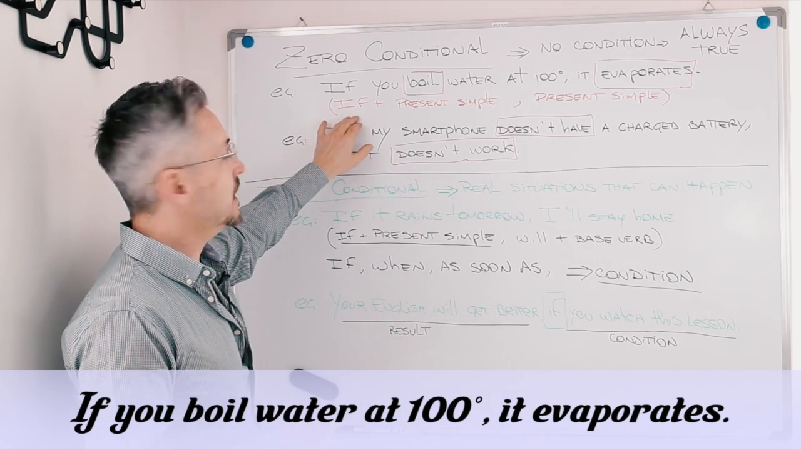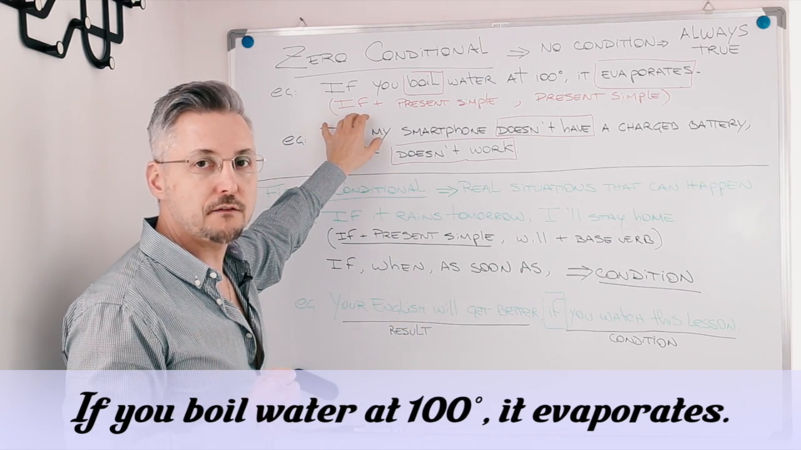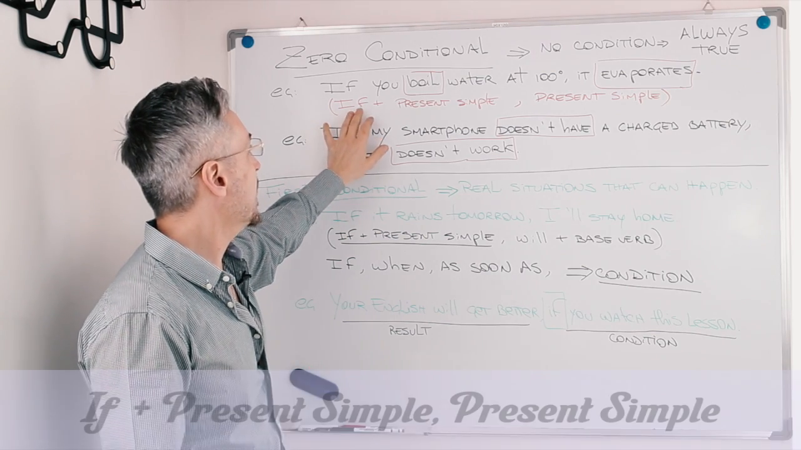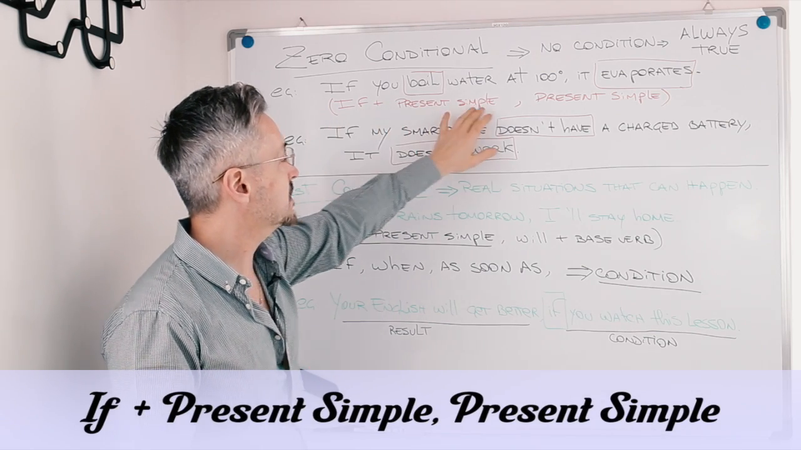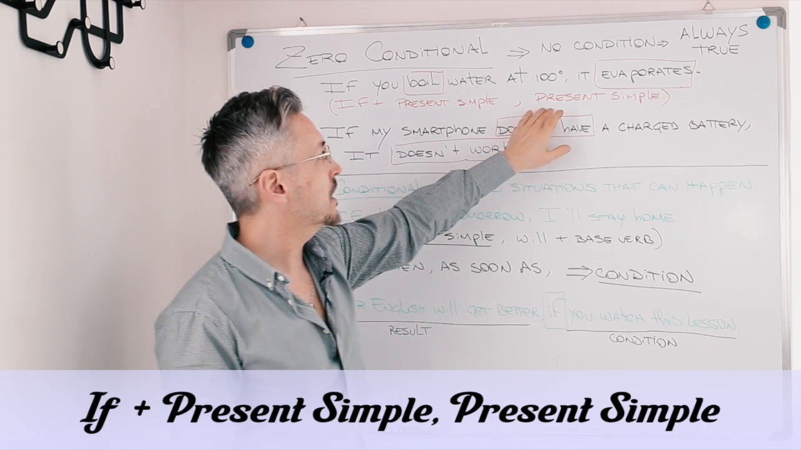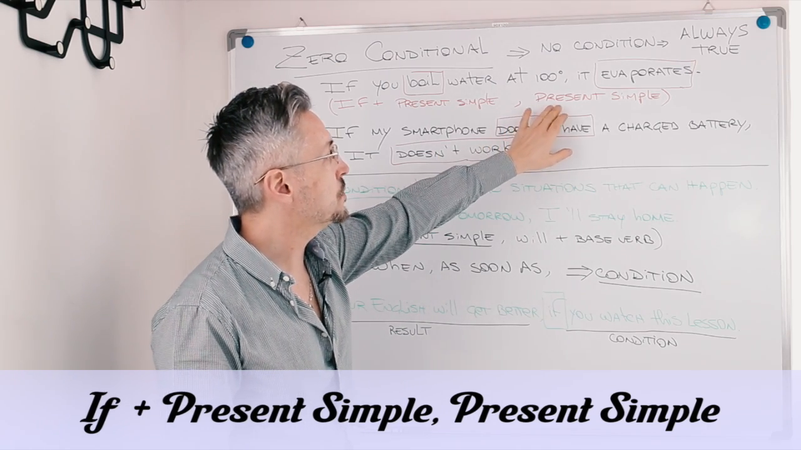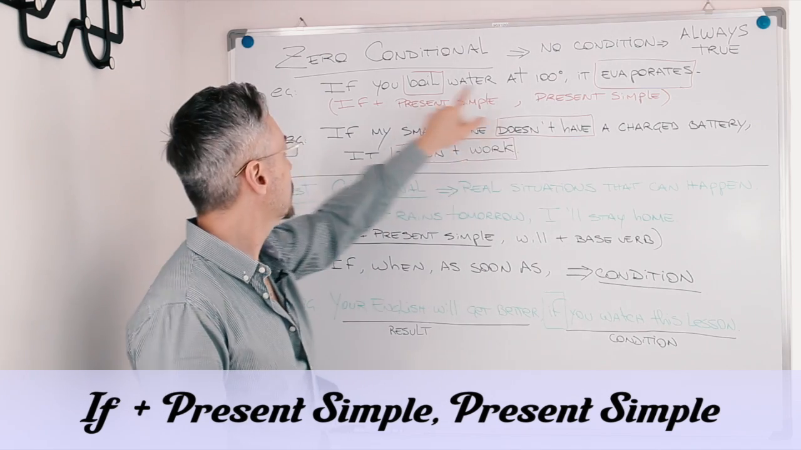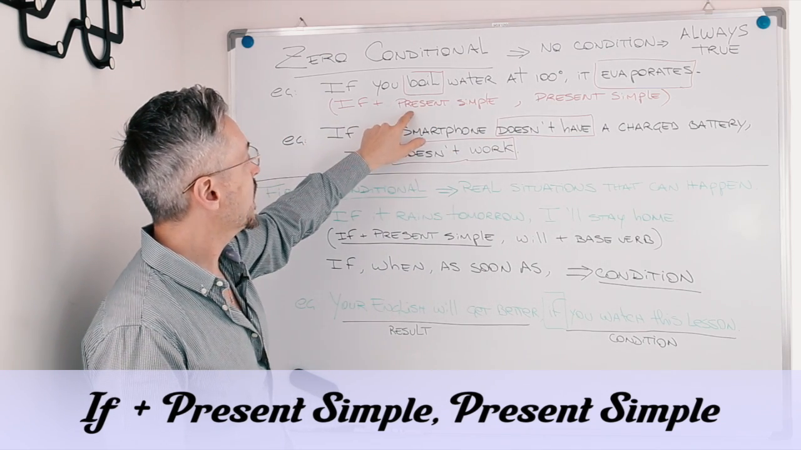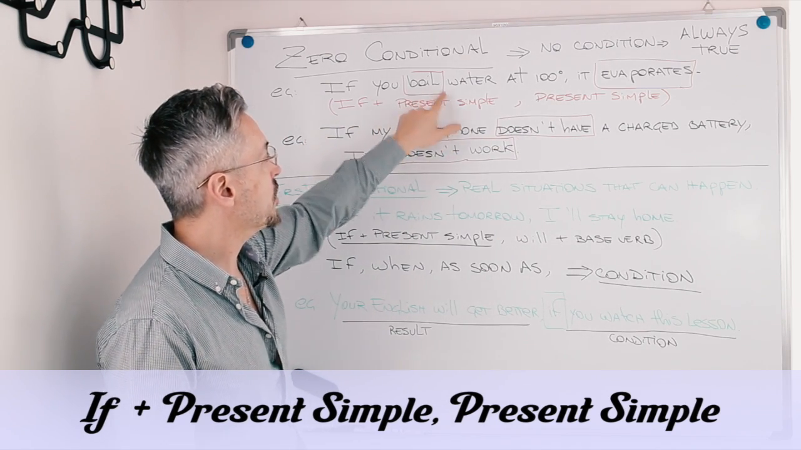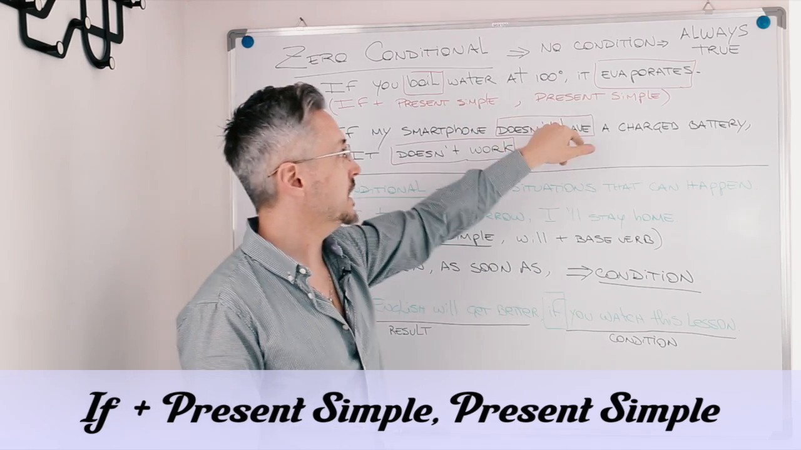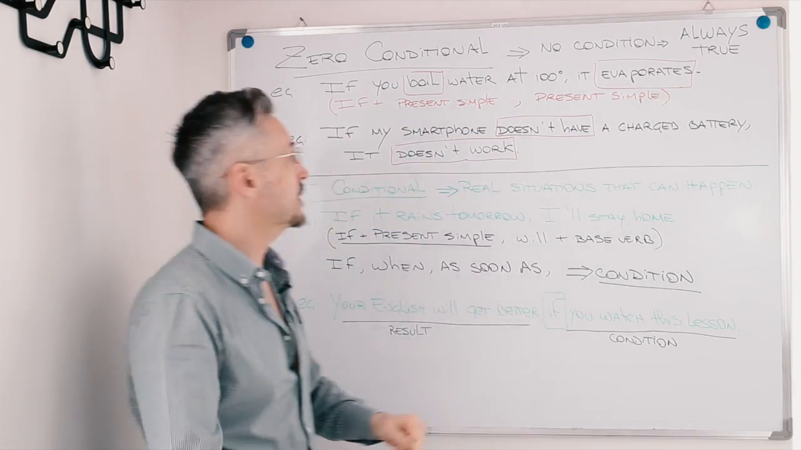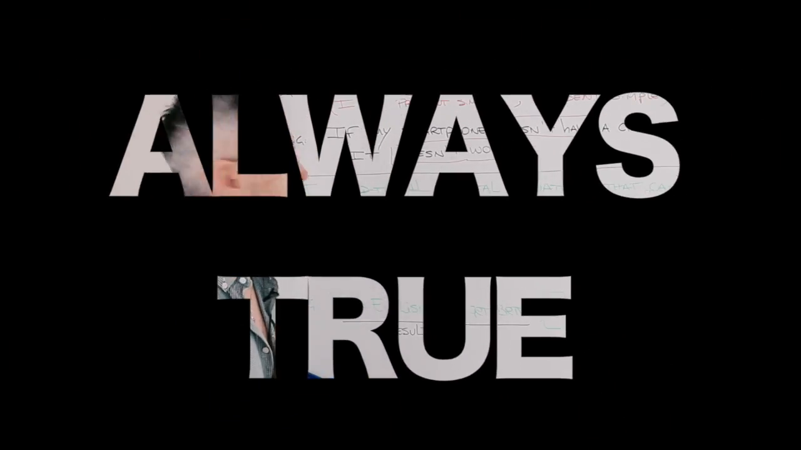So the formula for this conditional, which is no conditional at all, is if plus present simple, and then the result would be the present simple again. So you can see, if you boil, so present simple, if you boil water at 100 degrees, it evaporates. So present simple again. Okay, there is no condition, so it's always true.